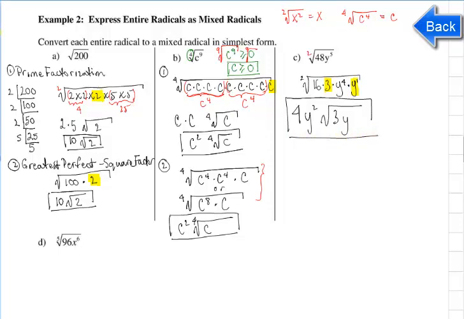And once again, there's a restriction that we need to worry about because our index is even. And so whatever y to the 5 is, it has to be greater than and equal to 0. And so you're going to take the fifth root of y to the 5 and the fifth root of y to the 0, and you're going to write that y is greater than and equal to 0. And so there's your restriction for that.